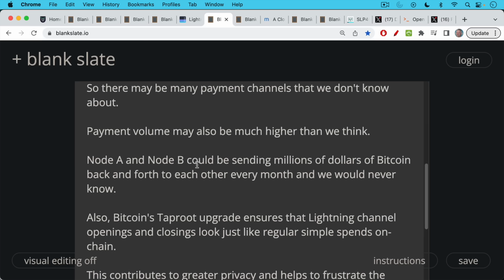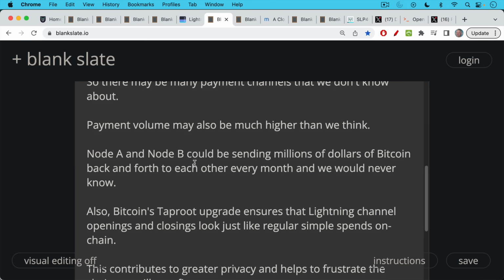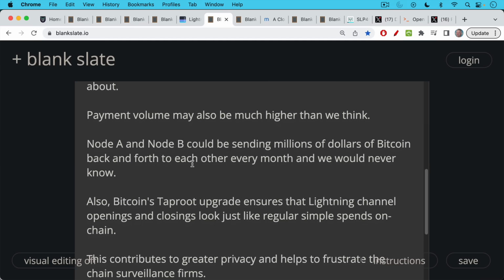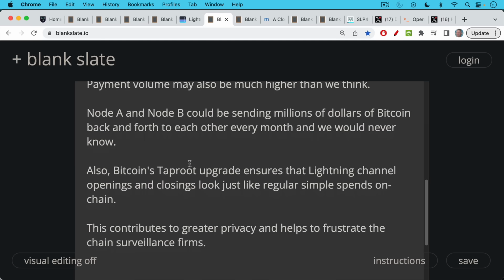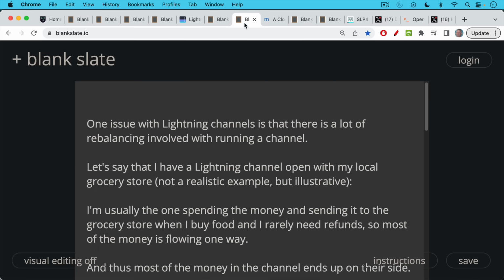Also, Bitcoin's Taproot upgrade, which took place, I believe, in November of 2021, ensures that Lightning channel openings and closings, these two-of-two multi-sig transactions, as we said, look just like regular simple spends on chain. So that provides even more privacy and helps to frustrate the chain surveillance firms that are trying to track the movement of Bitcoin across not just the Bitcoin network on chain, but also the Lightning Network.